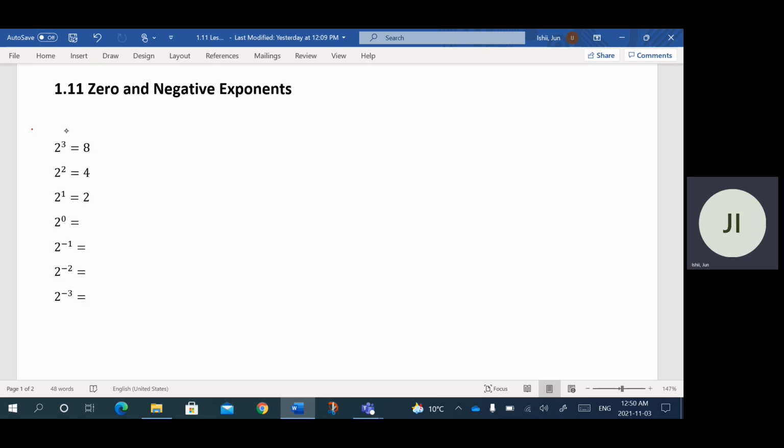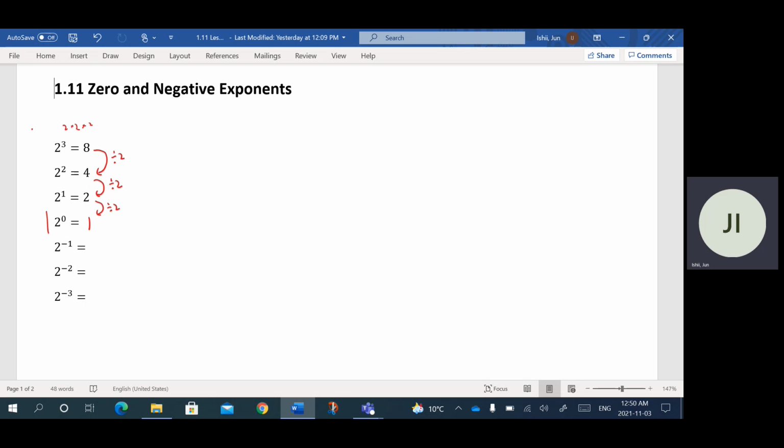Because that's 2 times 2 times 2. So 2 times 2 is 4, times 2 is 8. So 2 cubed is 8. 2 squared is 4. 2 to the first power is just 2. Now you'll notice that to get from 8 to 4, I'm dividing by 2, which logically makes sense because I have one less power of 2. And likewise, to go from 4 to 2, I'm again dividing by 2.